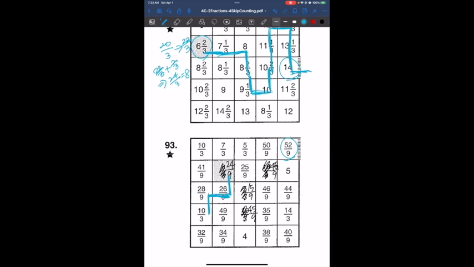Right, and so sorry for the confusion. So that was going to be 24 over 9, since it's 8 over 3. And then we have 26 over 9, so the difference was 2 over 9.